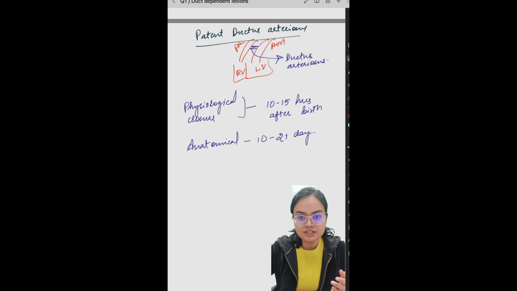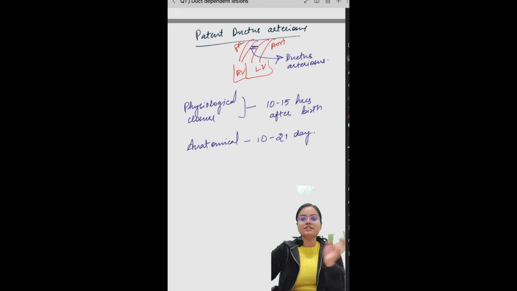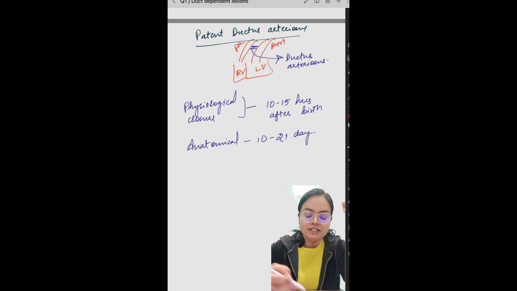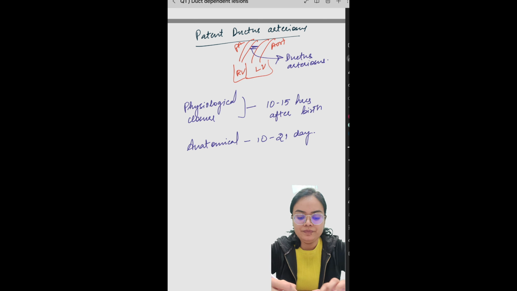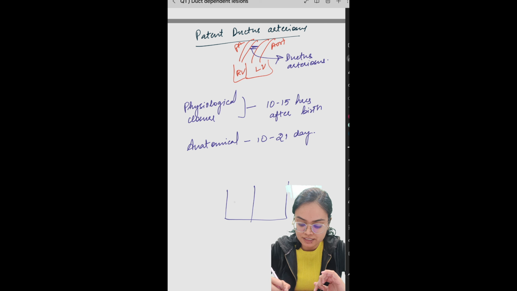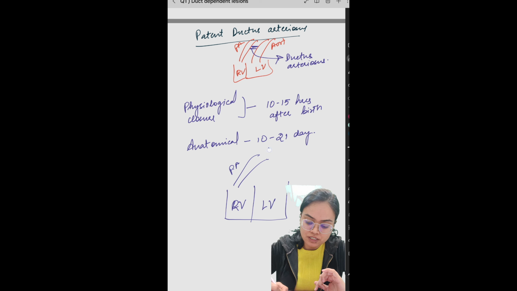But there are certain conditions in which this opening of the duct is desirable. So the examiner is asking in which conditions this patency of duct is important. So it is obvious that this duct patency is important in two scenarios. Like this is right ventricle, left ventricle. Pulmonary arteries taking blood to the lungs and aorta is taking blood to body.